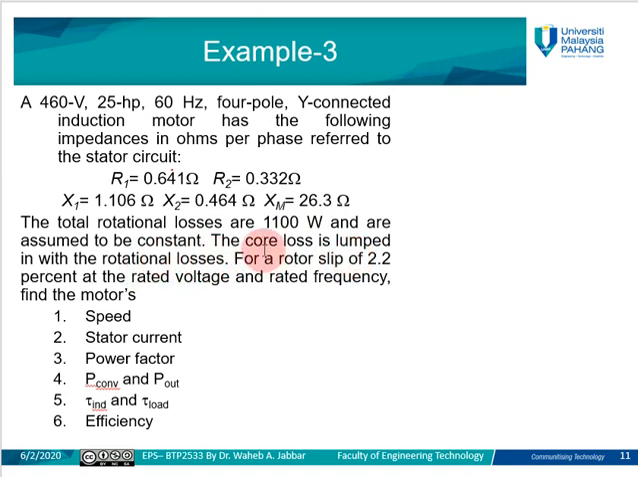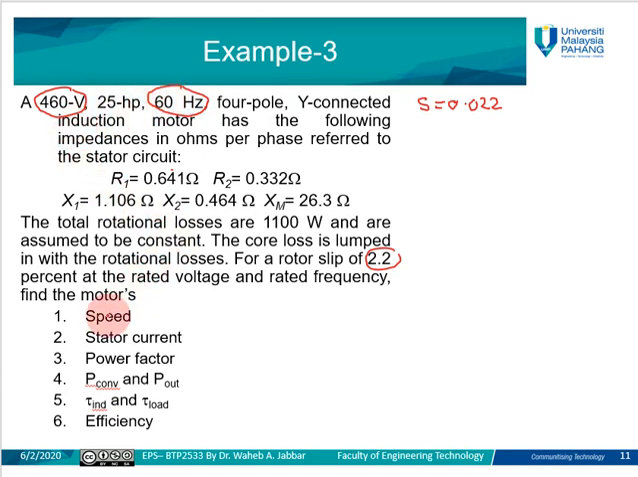For the rotor here, the slip, the value of S, is equal to 0.022, because this value is given as a percent, so we divide by 100. Then we find the value of slip at the rated voltage and rated frequency. Actually the rated voltage here is 460 volt, and the rated frequency is 60 hertz.